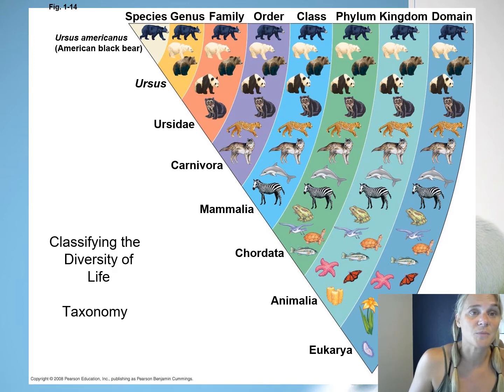Now we want to get more specific, and we're going to move to the category called a phylum. And we only want to look at organisms that have backbones. So again, if we go down here, sponge doesn't have a backbone, starfish doesn't have a backbone, butterfly doesn't have a backbone. So we're going to look at just the ones with a backbone. Now we want to get even more specific.